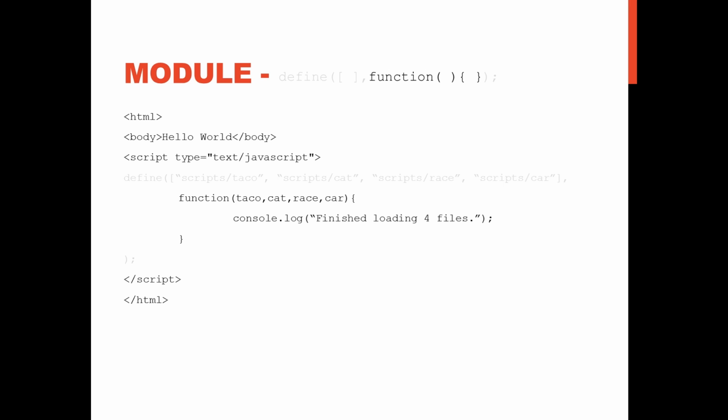If following proper AMD loading, each one of the specified dependencies should have similar defined headers specifying each one of their dependencies. Another thing to take note of is the parameters being passed into the factory function. The 4 values seen here contain the return values from the specified dependencies: taco, cat, race, and car. We now have references to the other modules. The order of the parameters will correspond to the order of specified dependencies in the array.